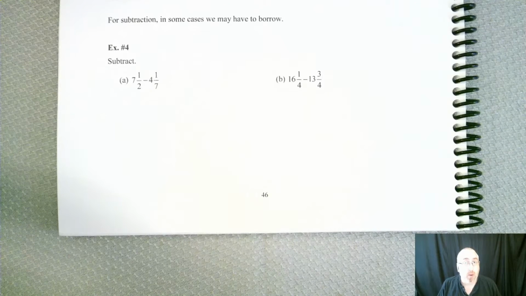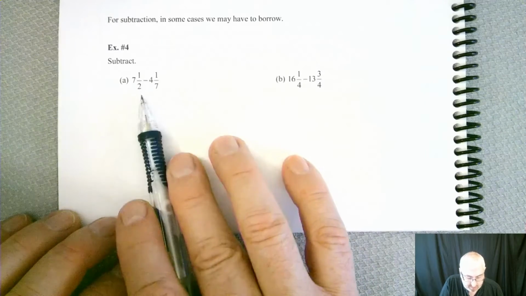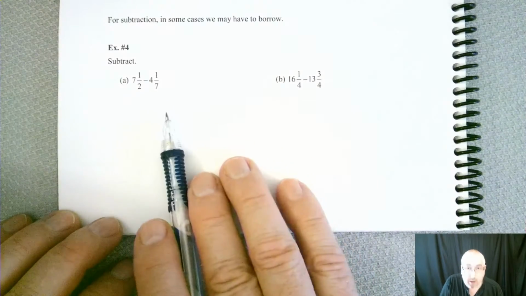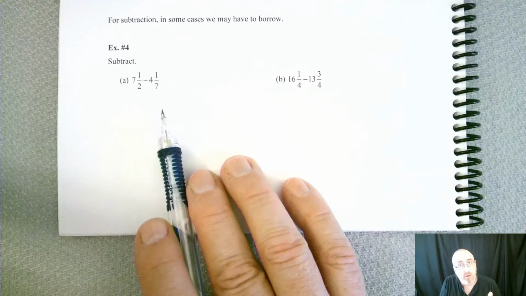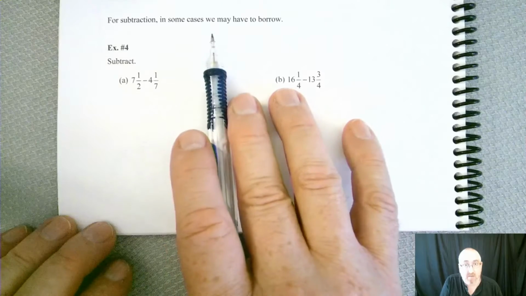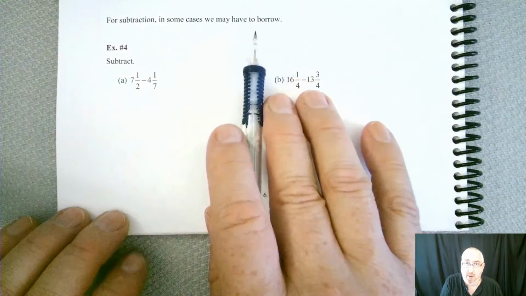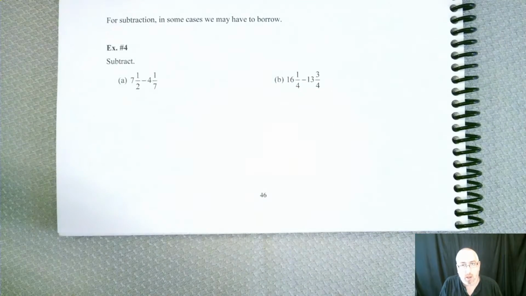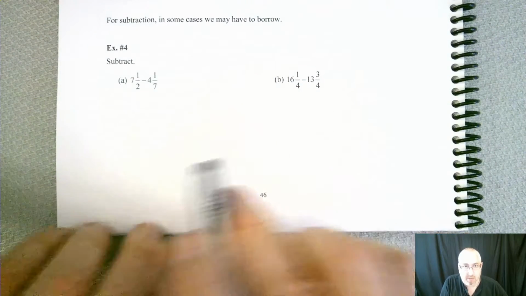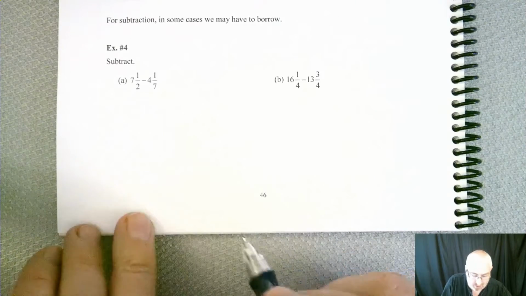Okay, so now let's try some subtraction of mixed numbers. We have 7 and 1/2 minus 4 and 1/7. Now, same as before, if we're using one method over the other, instead of fixing your answer, we're going to have to fix the problem up front. So in these cases, we might have to borrow. I'll show you what I mean in the next example, but for this one, let's stick with our improper fraction method and see how that works.